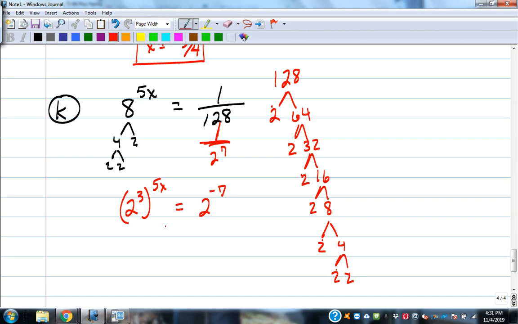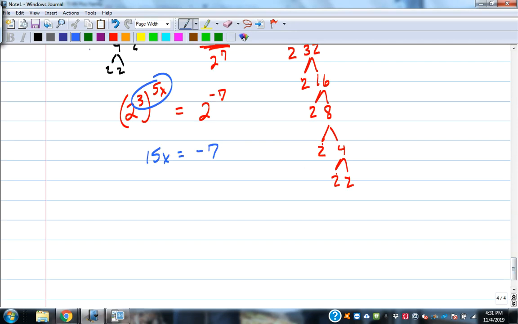And then from there, we set up our equation. 3 times 5x is 15x equals negative 7. So the bases just drop off. And then get x by itself: divide by 15. Get a fraction in this case, negative 7 over 15.